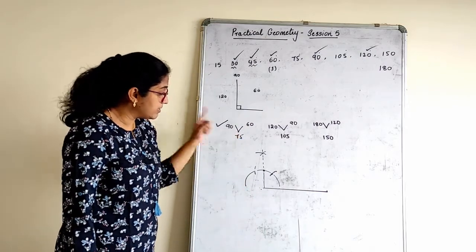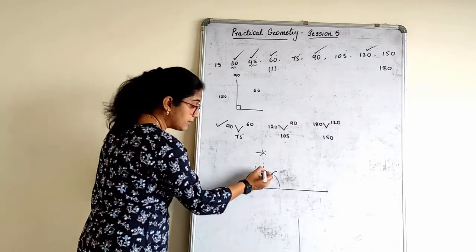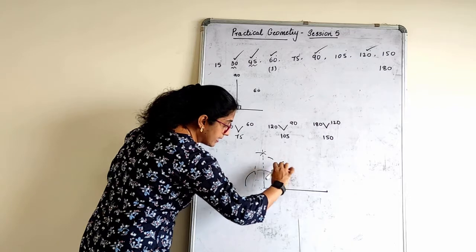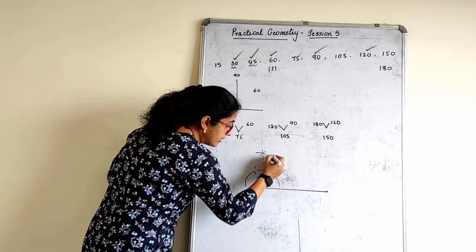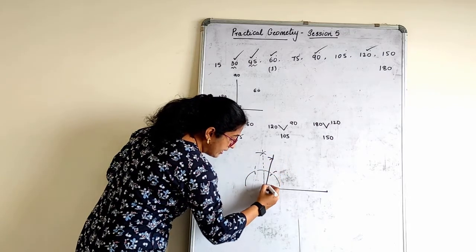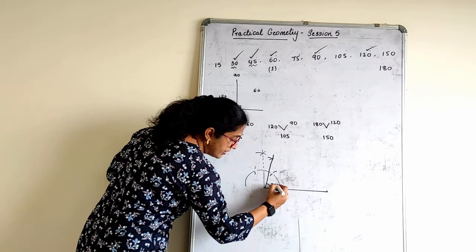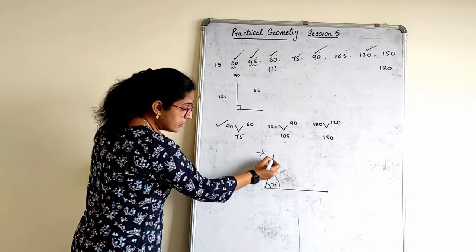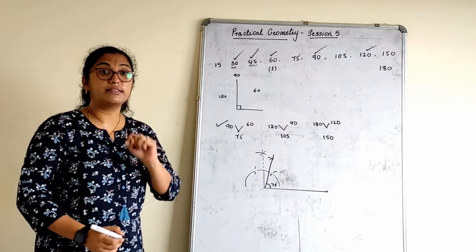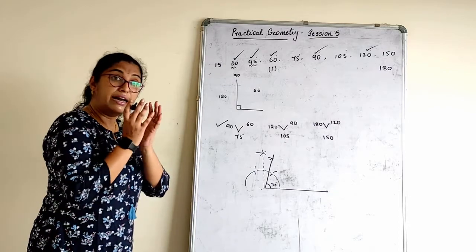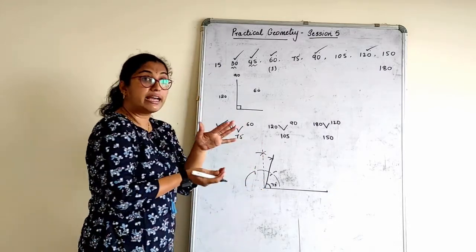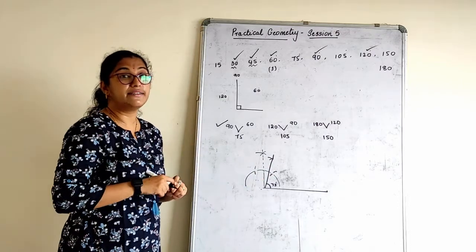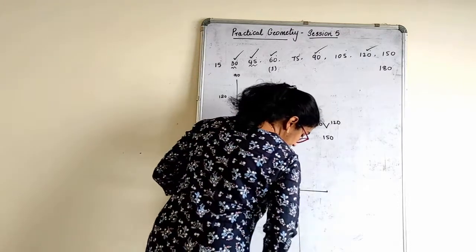Between 90 and 60, I am going to get 75. That means I need to keep my compass here, cut an arc, compass here, cut an arc. The angle what I get and join here is 75 degree. Understood? Between 90 and 60, what bisector I get here? That is 75 degree. It is not the angular bisector of this; between 90 and 60 what points I have, if I bisect I will get it, right? Let's see the next one.